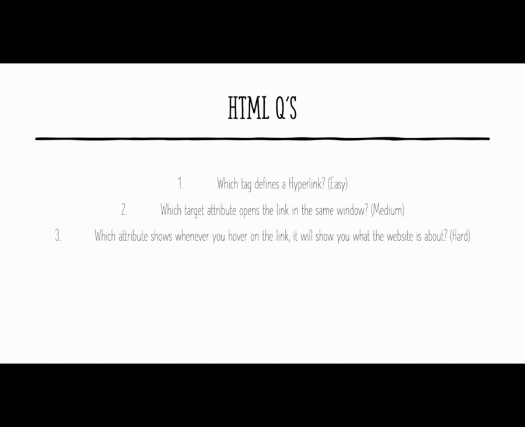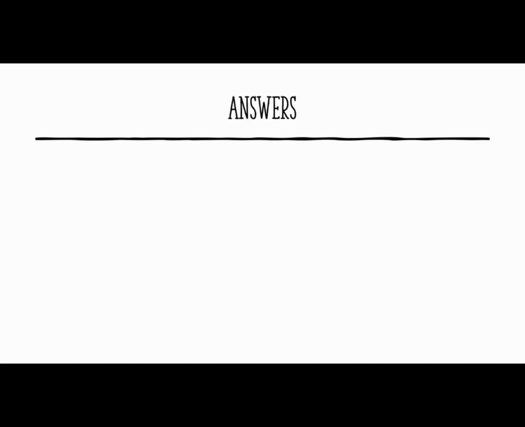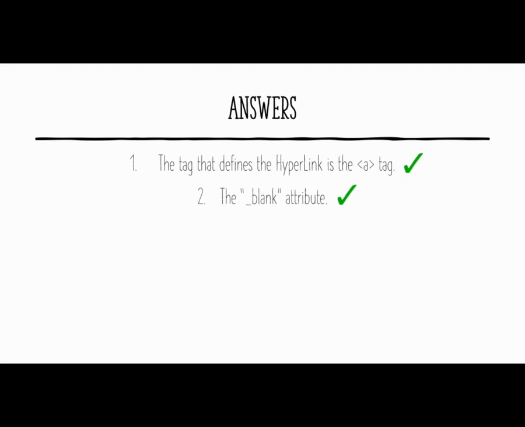So hopefully you got the answers, and let's go through it. So for number 1, the tag that defines the hyperlink is the A tag. So hopefully you get that right. Number 2, the blank, no, it should be the self. I don't know why it says the blank. So the self attribute. So hopefully you get that right. And number 3, the title attribute. So hopefully you get that right.